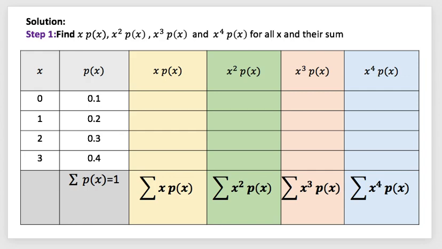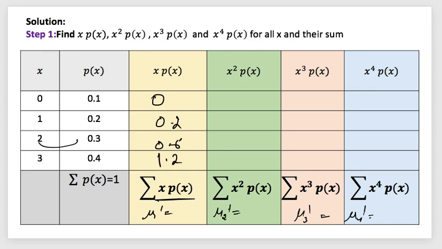We need the raw moments. So we are going to find the sum of x into p, which is equal to mu1 dash. We are going to find mu2 dash, mu3 dash, and mu4 dash. So we are interested in finding these values. This is multiplied with 0, this is 0.1, because 2 into 0.3 is 0.6, and 3 fours are 12, so 1.2. So this is the value for x into p.